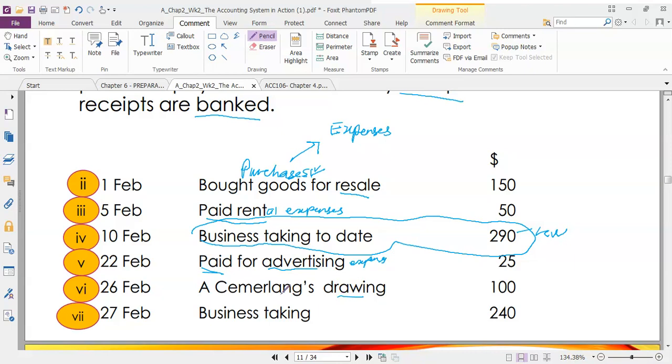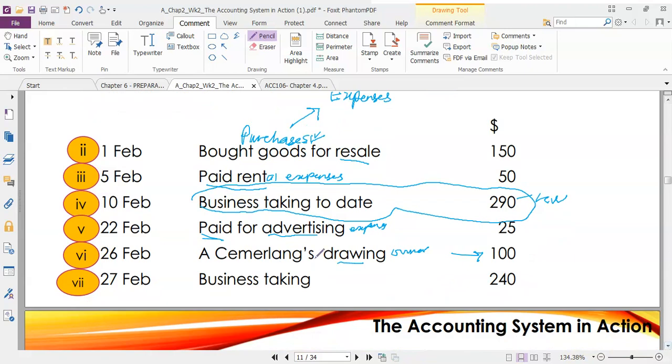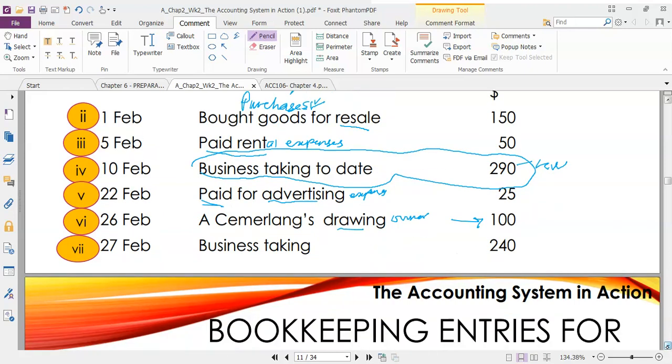Drawing, a Cemerlang drawing. Drawing means the owner takes goods or takes money for personal use. So that is called drawing. So this is drawing 100. Business taking, maybe I don't know, just a moment.